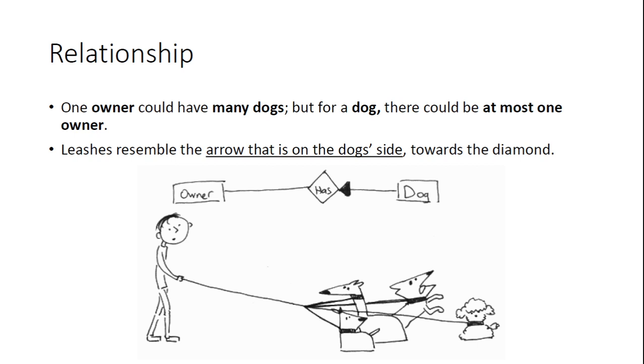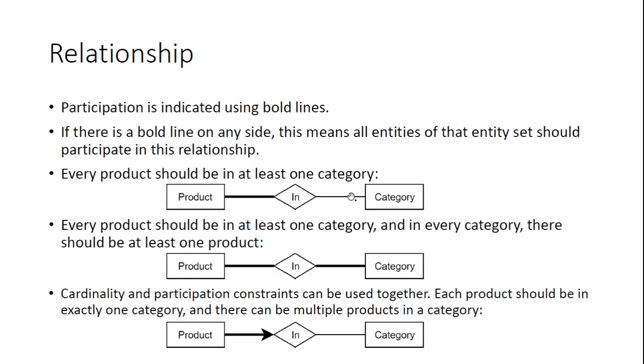For example, in this scenario, let's say one owner could have many dogs, but for a dog there could be at most one owner. And in here the leashes of the dogs kind of resemble the arrow symbol that's on the dog side. So in the picture here we have owner has dog, and the dogs are many, right? We have their leashes, and they are kind of similar to this arrow shape which is on the dog side.